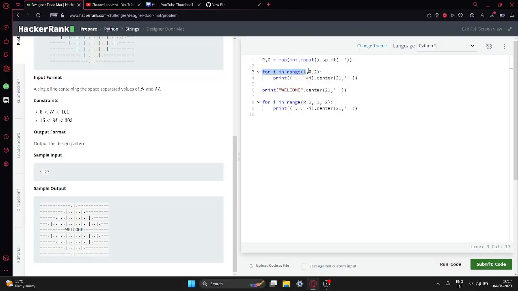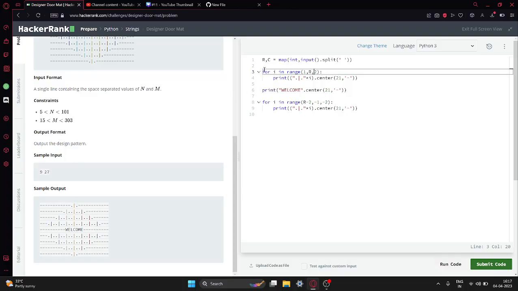So for i in range 1 to R, printed. Here we are looping i from 1 to R, this is the starting point, this is the ending point, and we are stepping by 2. For example, for 1 to 9, which is 1 2 3 4 5 6 7 8 9, stepping by 2 gives 1 3 5 7 9. We do this so that the number of rows is reduced to half.